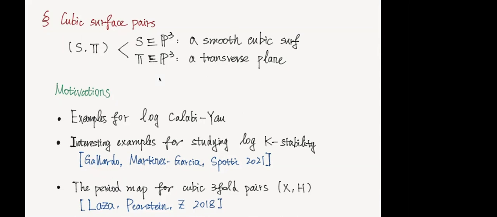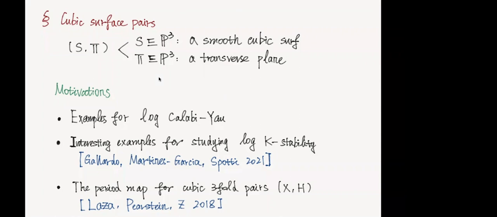Here let me mention the work by Patricio, Jesus and Spaldi. I think they studied the variational GIT for these cubic surface pairs, and also used the variational GIT to study some problems on log K-stability. Another motivation for me is that, jointly with Radu Laza and Greg Pearlstein, we have studied these cubic threefold pairs, constructed a period map, and studied the corresponding moduli.